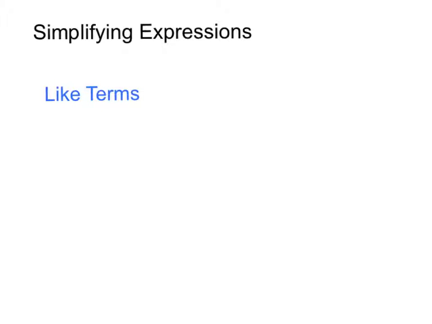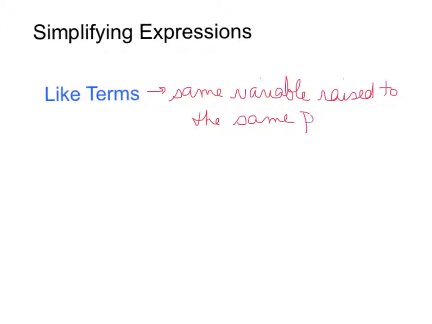Today we're going to review how to simplify expressions. The first thing to understand is what a like term is. Like terms are terms that have the same variable raised to the same power. So for example, 8x and 4x are like terms.